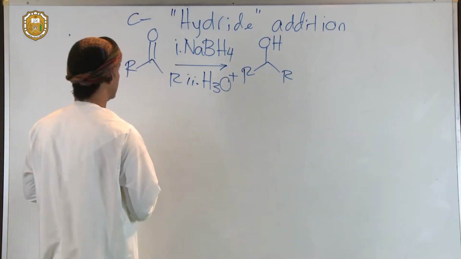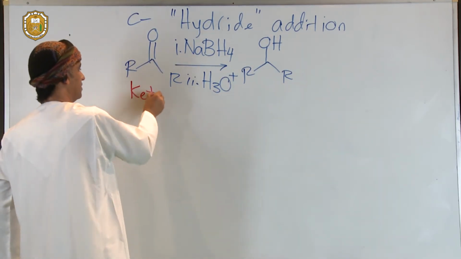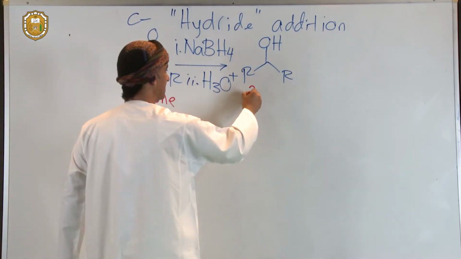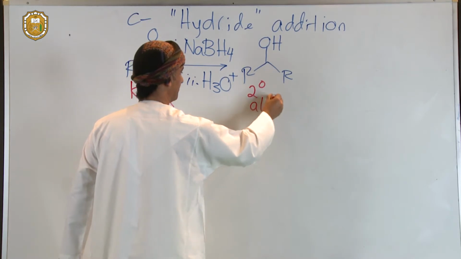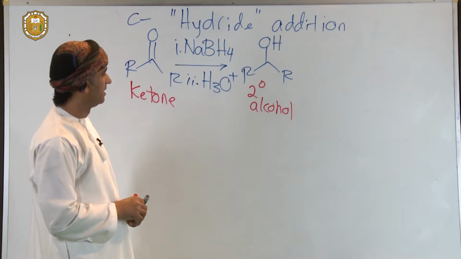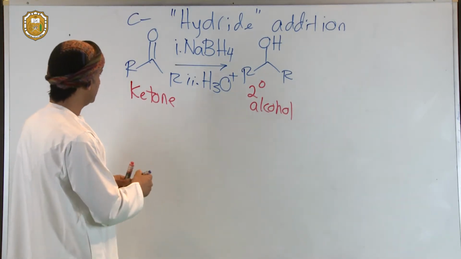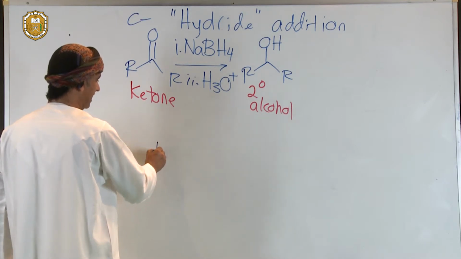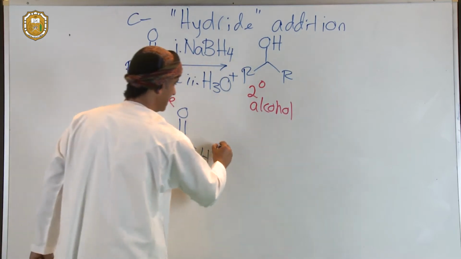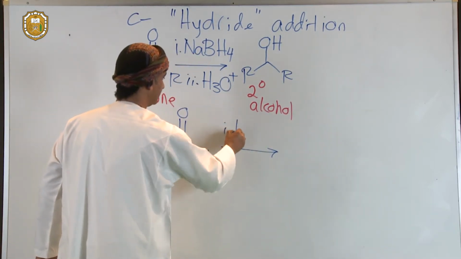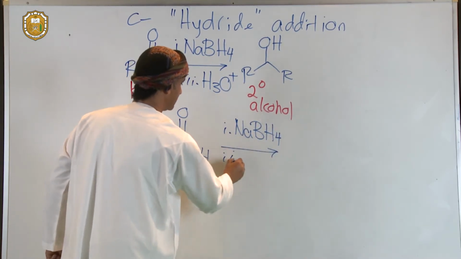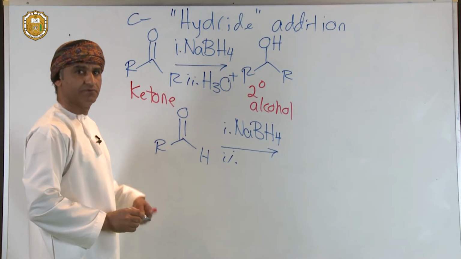That's because a ketone is what we started with, in this case, so a ketone gets reduced to the corresponding secondary alcohol by reacting the ketone with sodium borohydride. If we, instead of ketones, use aldehydes, so this is a general structure for aldehydes, we do the same reaction. We react the aldehyde with sodium borohydride in the first step and H3O plus for the protonation.